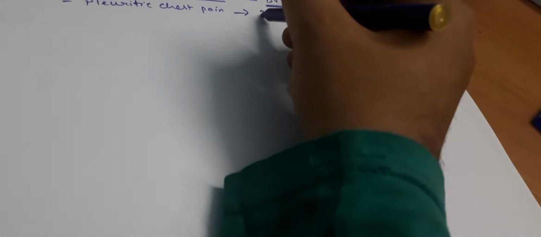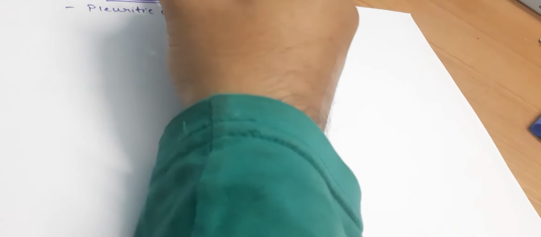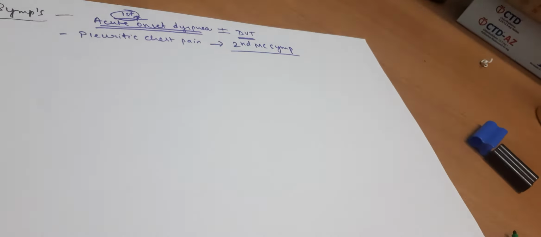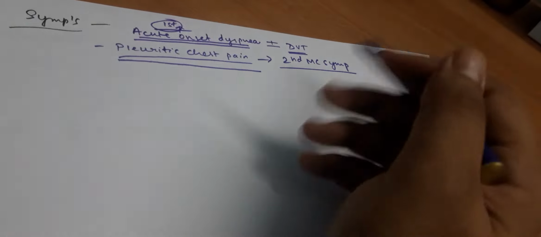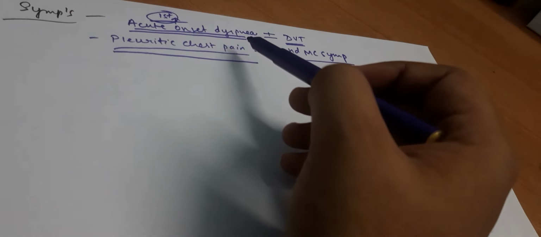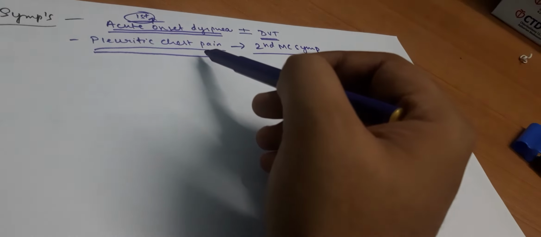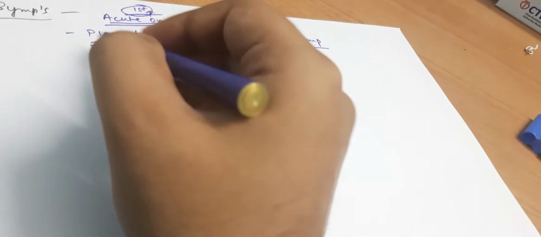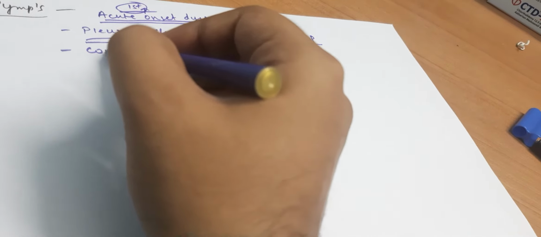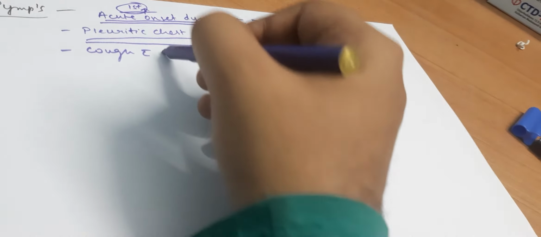All right, the first one was acute onset dyspnea. And the second most common symptom was pleuritic chest pain. So acute onset dyspnea and pleuritic chest pain. Now, after that, the patient may also complain of cough with hemoptysis.